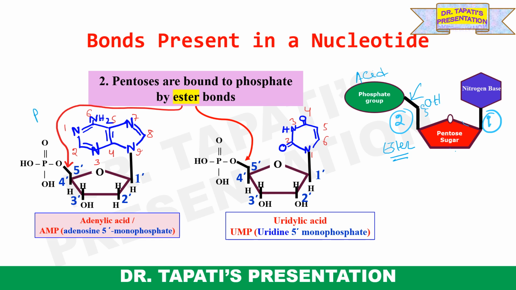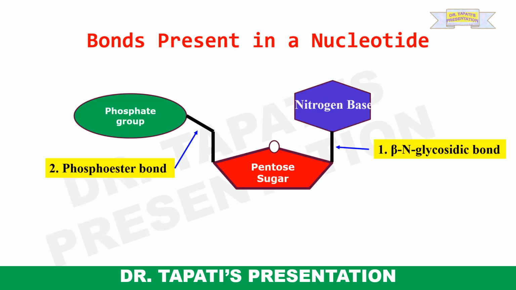I have given two examples here, one with purine and another with pyrimidine nucleotides. In both cases you will find a phosphoester bond between pentose sugar and phosphate group. So these two bonds are present in a nucleotide. The beta N glycosidic bond is present between nitrogen base and pentose sugar, whereas the phosphoester bond is formed between phosphate group and pentose sugar.